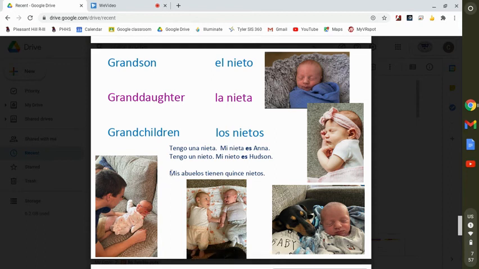So here's a different sentence I have. Mis abuelos tienen 15 nietos. Now I'm using the word tienen. You know, tengo and tienes. Tienen means they have. So my grandparents have, because it's they, 15 nietos. They have 15 grandchildren.